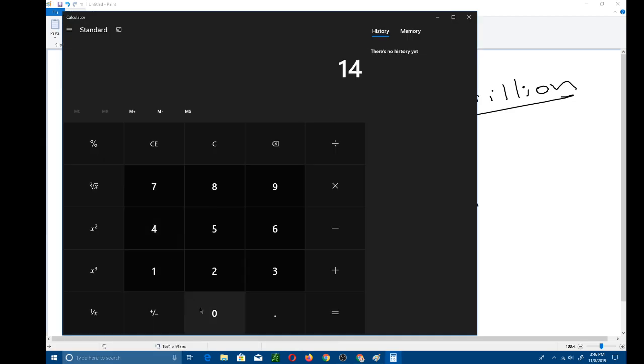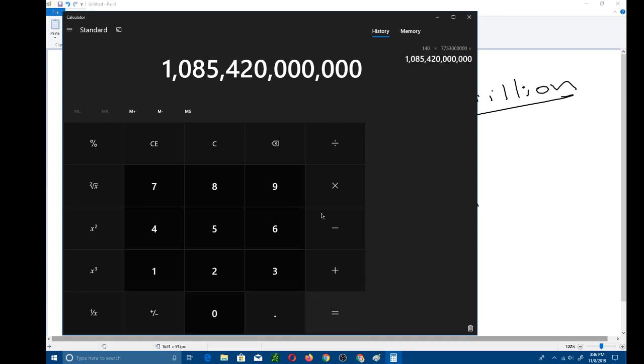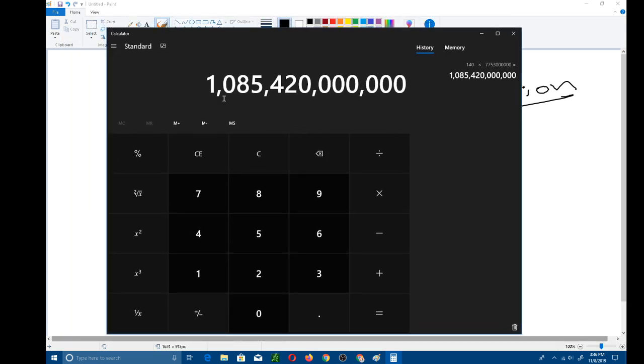So $140 times 7.753 billion. This is 753 million. This is the billionth. And voila. And that is our 1 trillionth number. So conceptually speaking, that does make sense, right? This is the approximate value of whatever Microsoft is trading at. That is approximately what their market capitalization is.